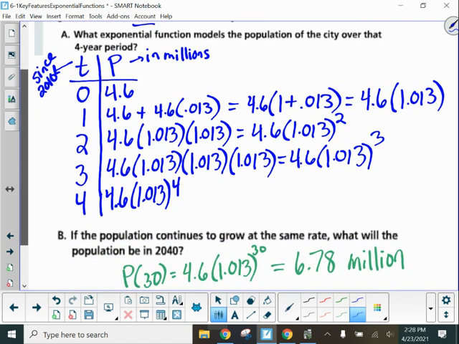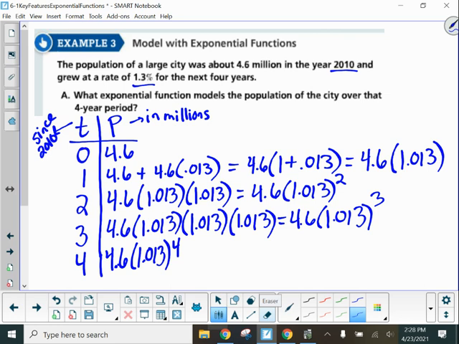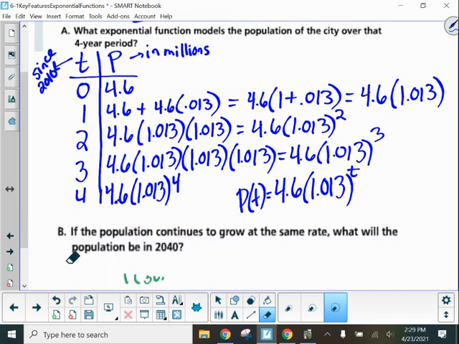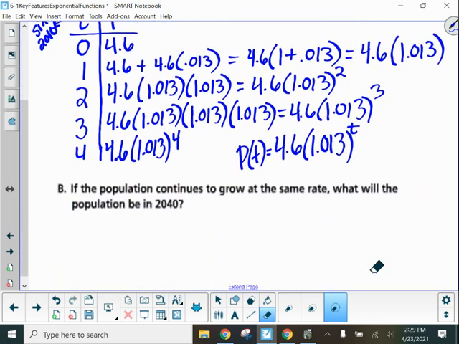So our model here is going to be 4.6 times 1.013 to the t power, where t is years since 2010.